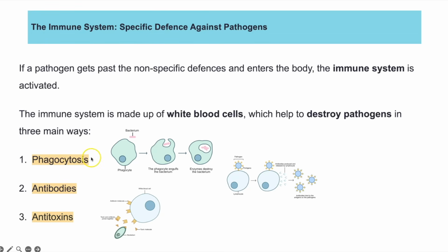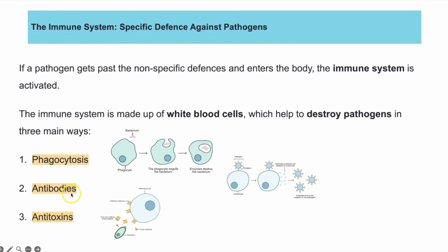Number one is phagocytosis, and this is when a white blood cell can move around or engulf a pathogen. And once it's engulfed the pathogen, it releases enzymes to destroy that pathogen, such as a bacterium. And then it's destroyed and it can't cause harm.